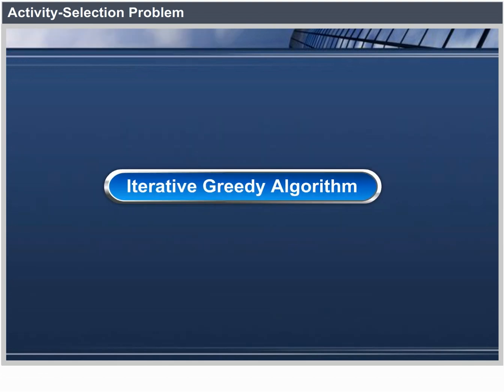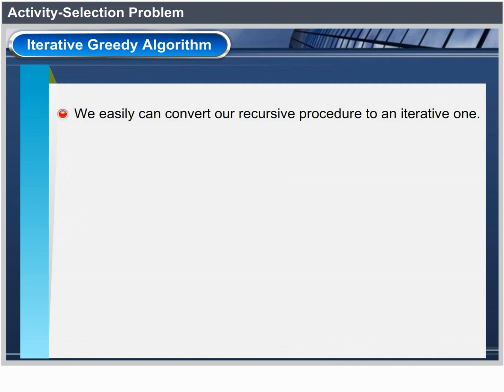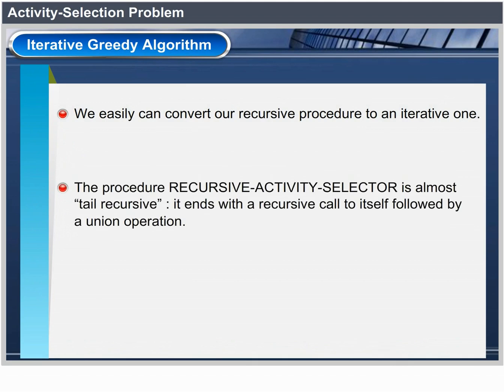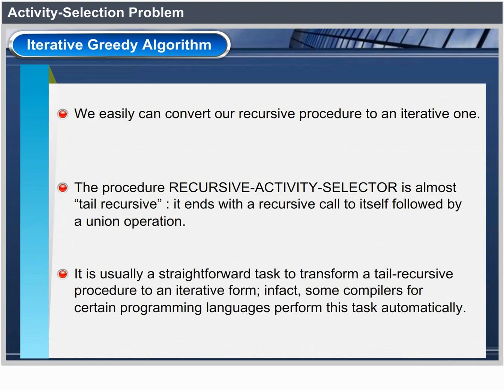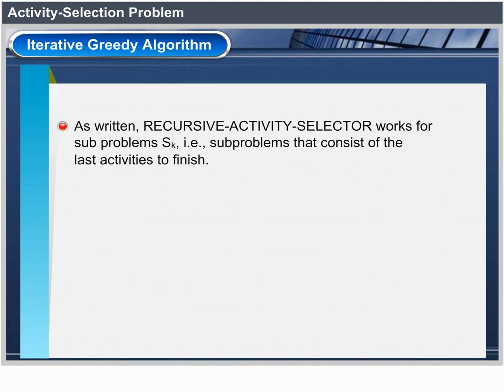Iterative greedy algorithm. We easily can convert a recursive procedure to an iterative one. The procedure recursive activity selector is almost tail recursive. It ends with a recursive call to itself followed by a union operation. It is usually a straightforward task to transform a tail recursive procedure to an iterative form. In fact, some compilers for certain programming languages perform this task automatically. As written, recursive activity selector works for subproblems Sk, that is, subproblems that consist of the last activities to finish.